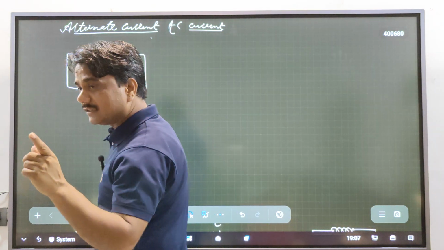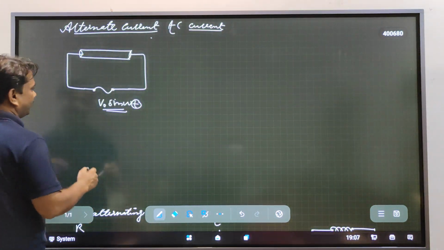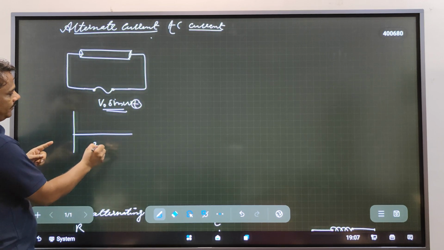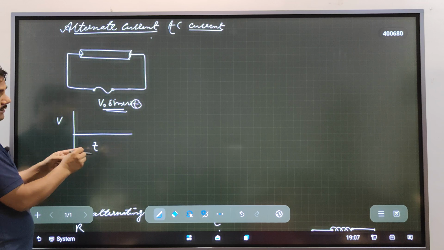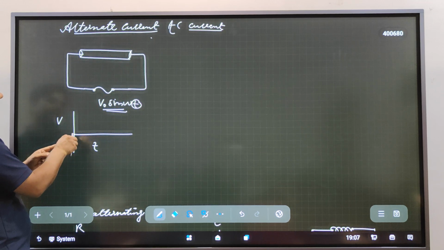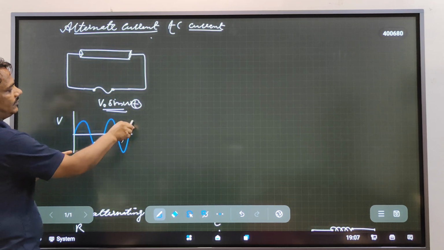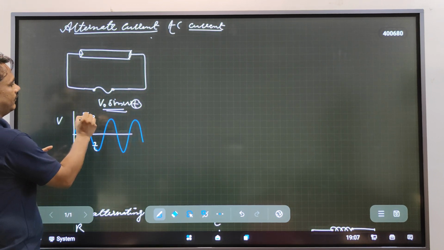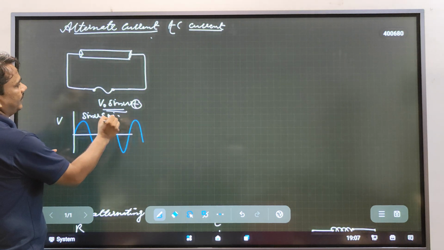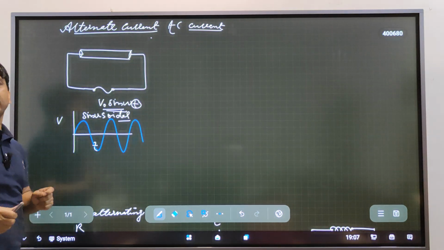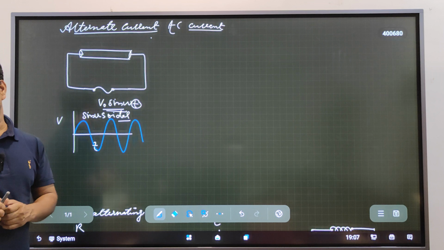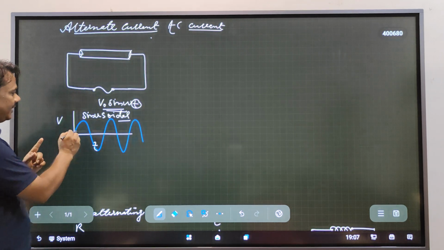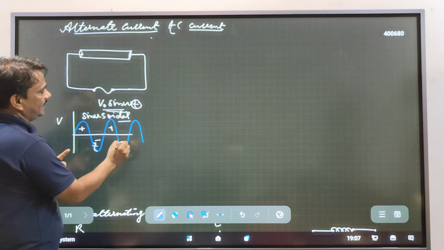If you draw the graph between voltage and time, what type of graph will come here? The graphical pattern will be this. And hence this is called sinusoidal. It's called sinusoidal voltage or sine voltage. Simply it's called sine voltage or alternating voltage. Why is it called alternating?